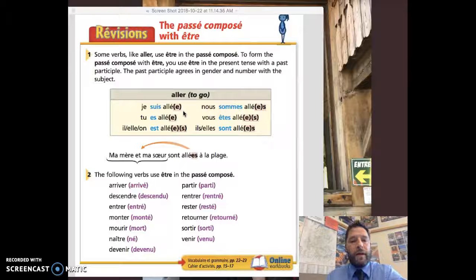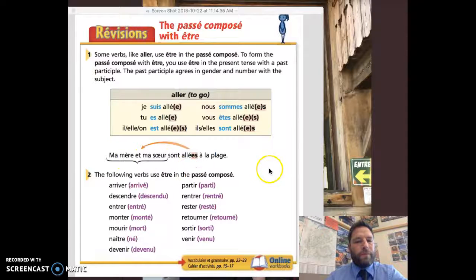So I would not add an E. Of course, if you were feminine, you would add an E. Je suis allé. Same with tu. And then il would not have an E. Elle would. On could have an E, possibly an S, because it could be plural. And so on. So all those are highlighted and in parentheses for you to pay attention to.